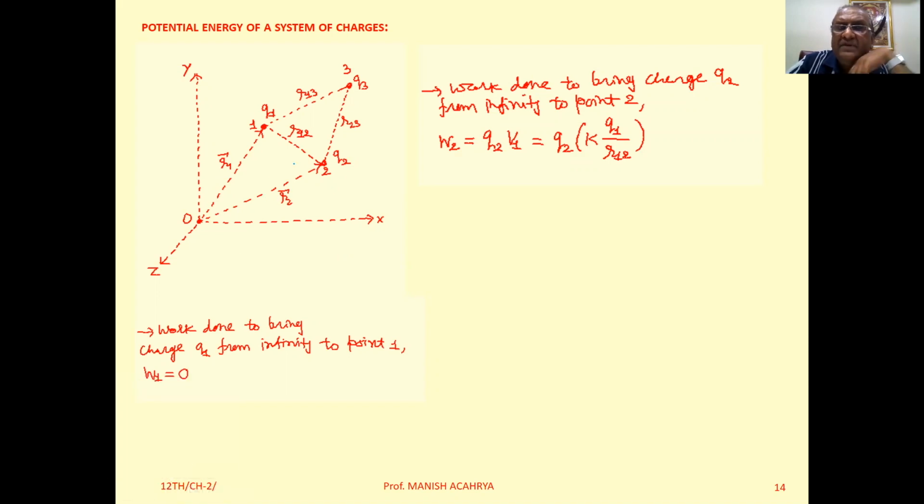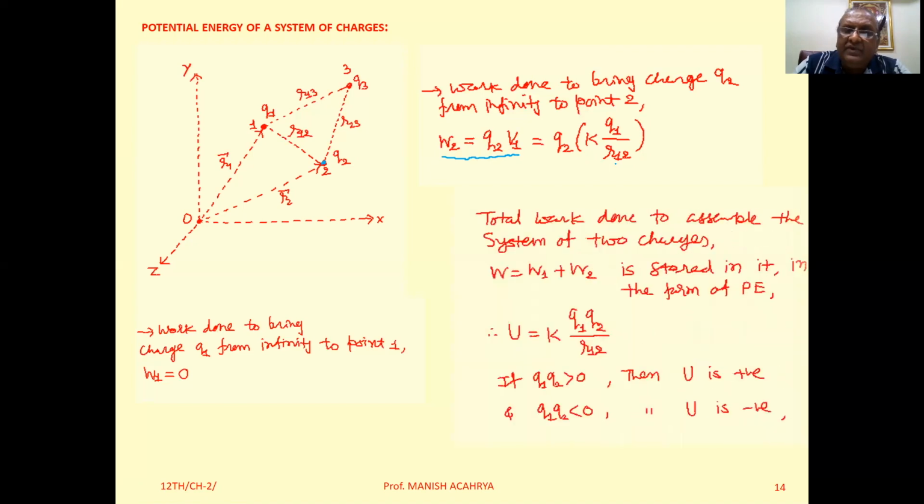potential at point 2. So potential of charge Q1 at point 2, suppose V1. So the total work done, W2, equals Q2 into V1, where V1, as per the equation KQ upon R, we can write as KQ1 upon R12, where R12 is the distance between Q1 and Q2. Clear?